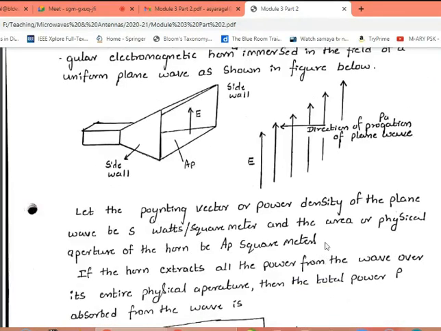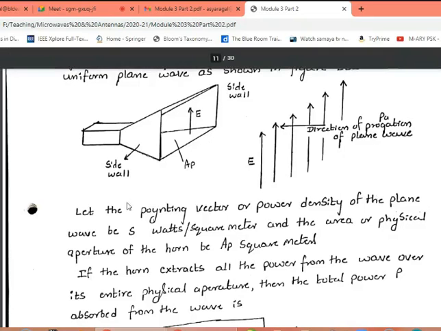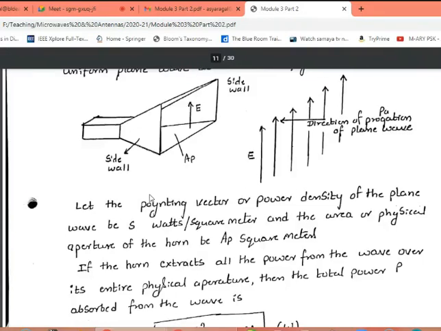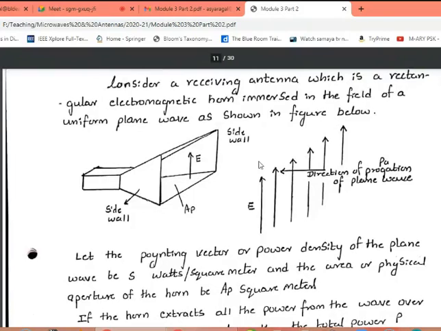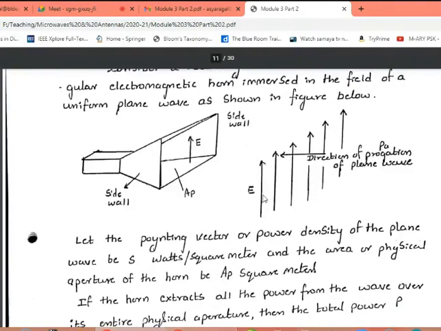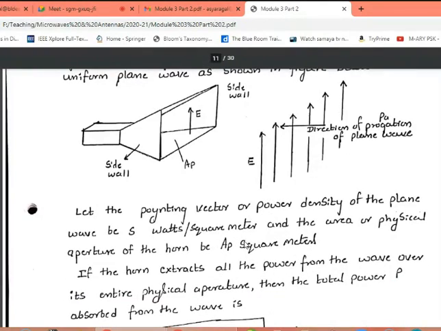Let the power density of the plane wave be S watts per square meter. The plane wave traveling towards the mouth of the rectangular horn has power density capital S, represented in watts per square meter. And the physical aperture of the horn, the mouth of the rectangular horn, will be represented by AP square meters, length into breadth. That's why square meters.